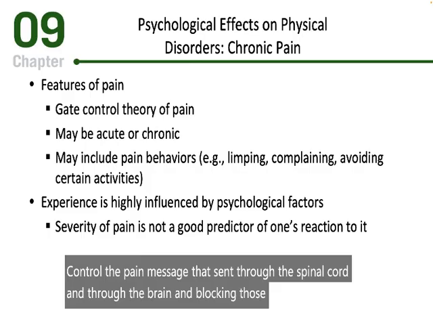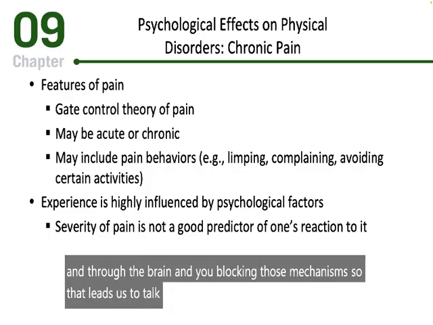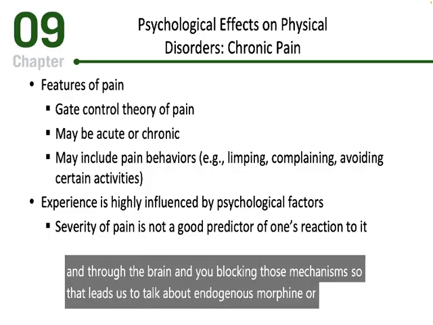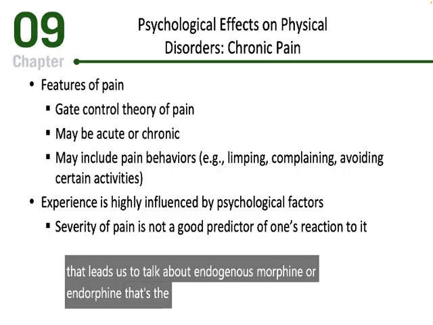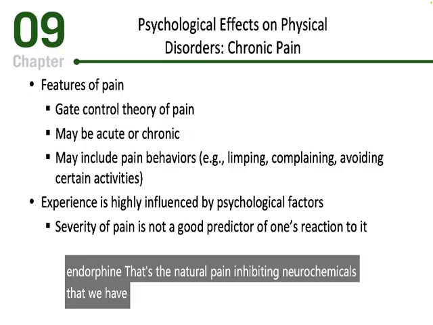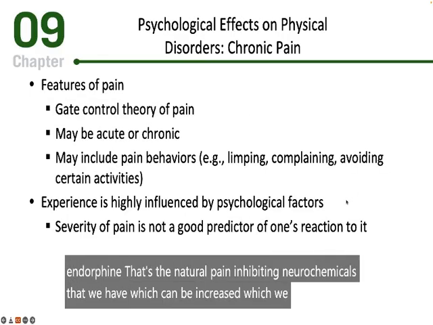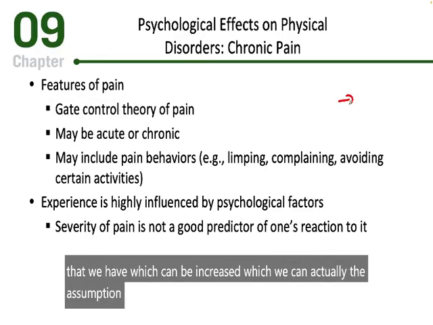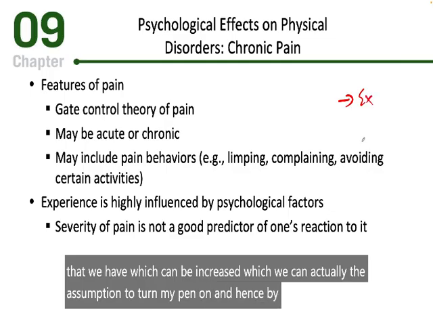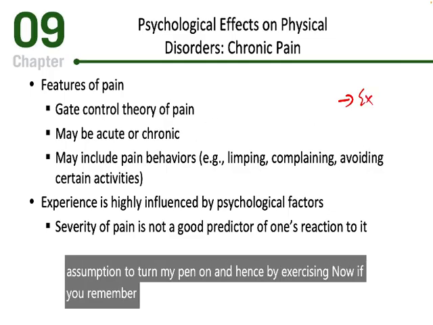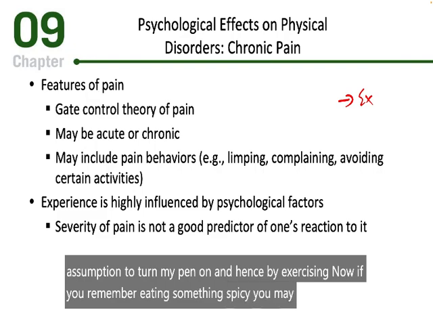So that leads us to talk about endogenous morphine or endorphin. That's the natural pain inhibiting neurochemicals that we have, which can be increased, which we can actually enhance. Enhance by exercising.